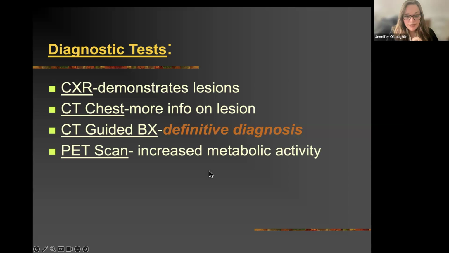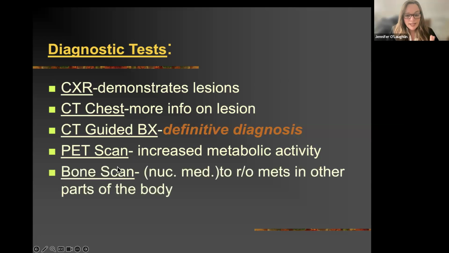And then for a PET scan, that's going to show if there's increased metabolic activity. And this can show for distant places in the body. Let me get both of these up there. PET scan and bone scan. Both of these is where they inject that radionuclide. And it'll show hot spots for all the different areas of the body that have increased metabolic activity, right?